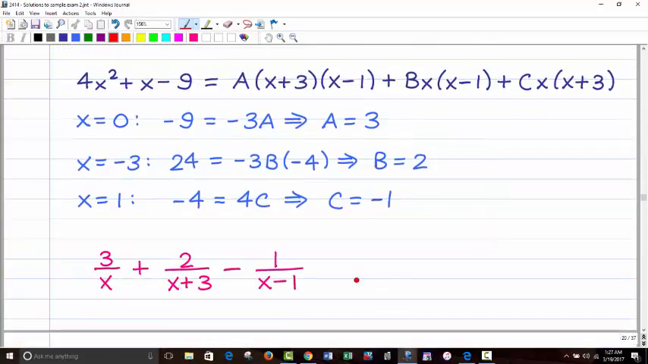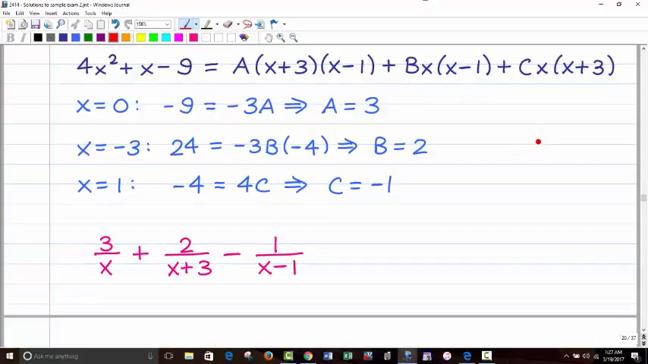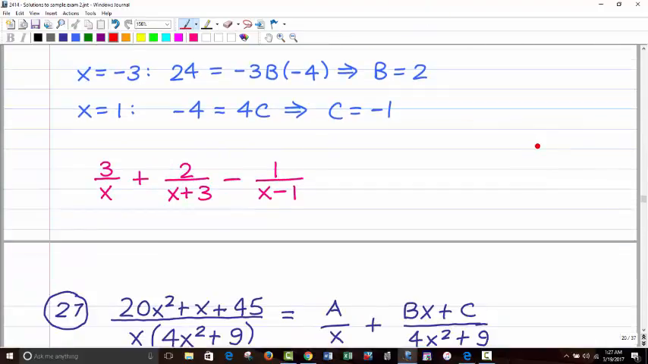So you'll end up with 3 over x, plus 2 over x plus 3, minus 1 over x minus 1. One thing to keep in mind, I'm sure you know this, but I'll mention it anyway, that the a, b, and c, all those values do not have to be integers. They can certainly be fractions. Now, I don't like for the fractions to get too bizarre, but you certainly can, look at my notes for that section. You can see I had plenty of problems that had fractions in there.